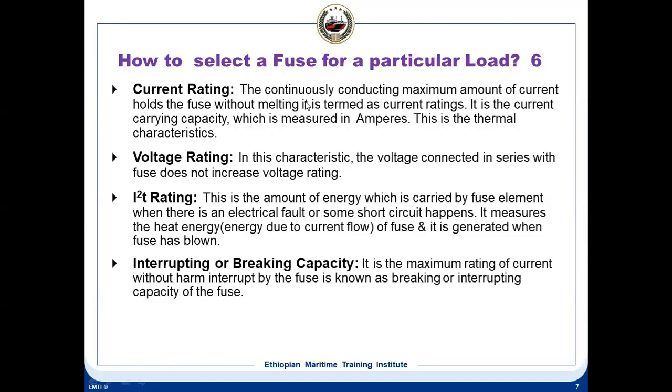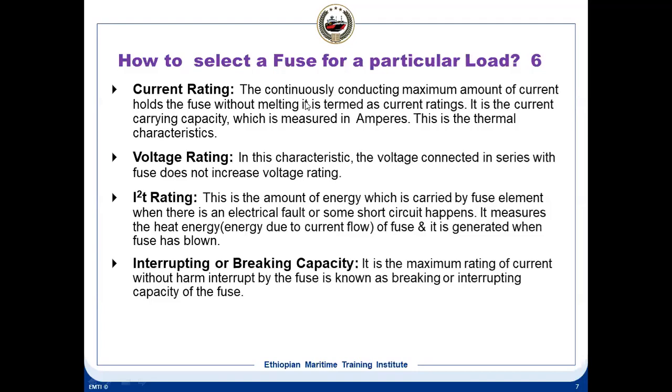And I squared T rating. This I squared T rating is a measure of the energy required to melt a fusing element. It is a thermal energy. In this there are two factors. One is the time taken for the element to melt, and the other is the time taken for the electrical arc to settle. How much time does it take for the element to melt? That is the melting time. And the time taken for the electrical arc to settle. Both combined are called the total clearing time. That is the I squared T.